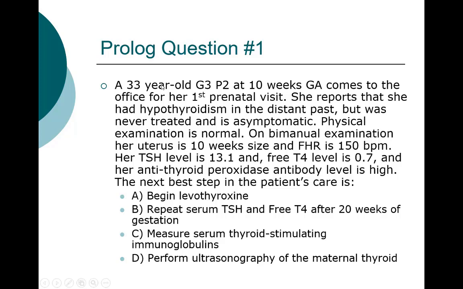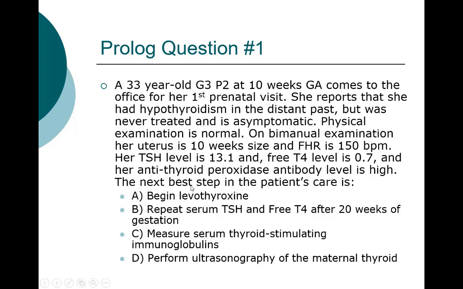Question: a 33 years old, gravida 3, para 2, at 10 weeks of gestational age, comes to the office for her first prenatal visit. She reported that she had hypothyroidism in the distant past but was never treated and is asymptomatic. Physical examination is normal. On bimanual examination, her uterus is 10 weeks size and fetal heart rate is 150 beats per minute. Her TSH level is 13, the free T4 level is 0.7, and her anti-thyroid peroxidase antibody level is high.